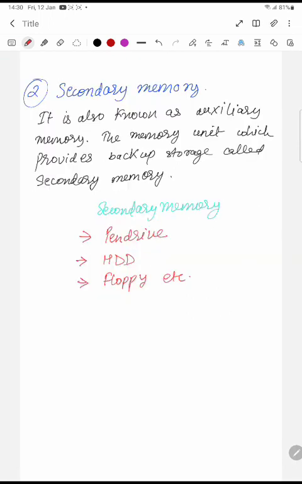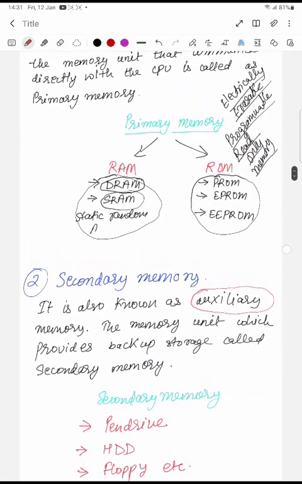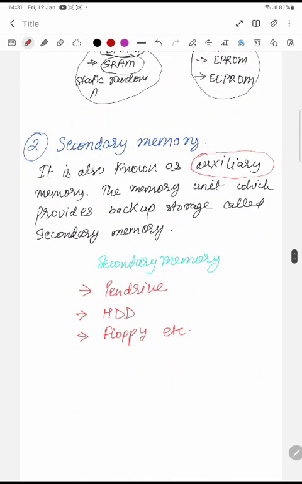Okay, so our next memory is secondary memory. Secondary memory is also known as auxiliary memory. Here the term auxiliary means the memory that holds the program and data for future use. It is also a non-volatile memory, just like the ROM which we have discussed before. It is the memory unit which provides backup storage.